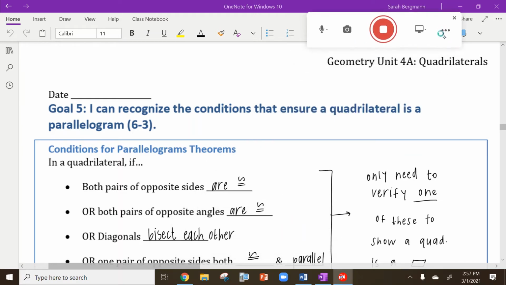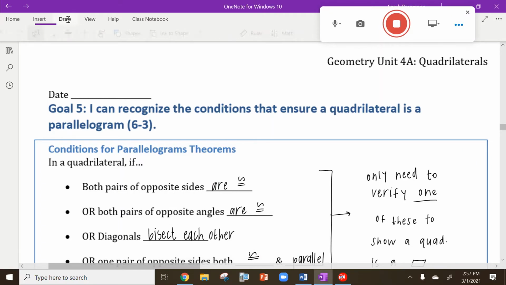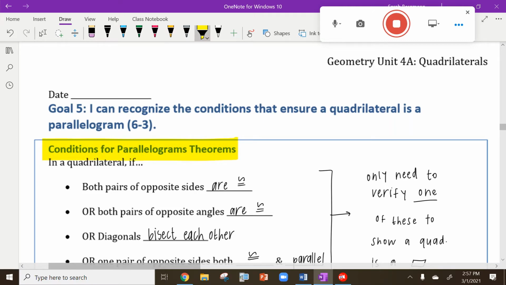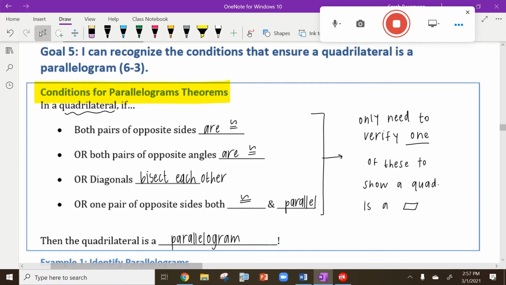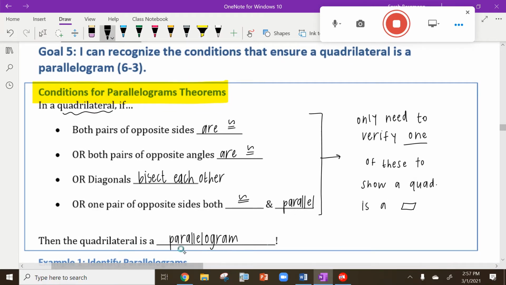Alright guys, today we are looking at how to tell whether a quadrilateral is a parallelogram or not. So you need to know these theorems. They're the conditions for parallelogram theorems. And here's what you need to know. In a quadrilateral, meaning a shape with four sides, if any of these things are true, then the quadrilateral is a parallelogram. Note that you only need to verify one of these things.